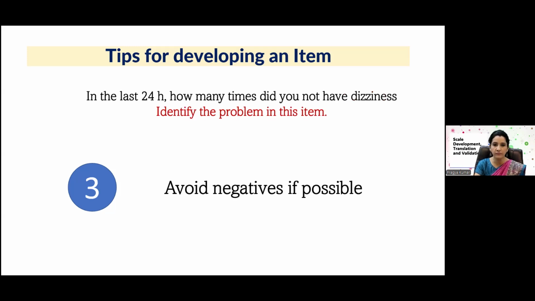The item formatting and their response, basically, that is very important to check whenever you go for any questionnaire, which is not like a reflective scale, which is a general questionnaire, which we usually develop for the data collection for our PG thesis. So tips for developing, now again, third, you will see the question: in the last 24 hours, how many times did you not have dizziness? So what is the problem? Did you not have dizziness? So it is a negative. So you should avoid the negatives if possible.